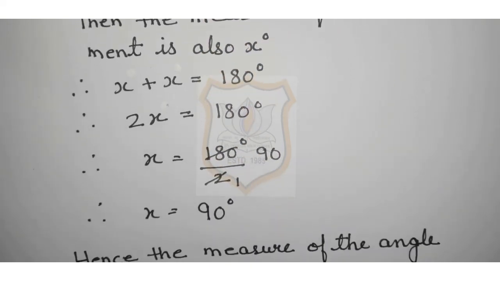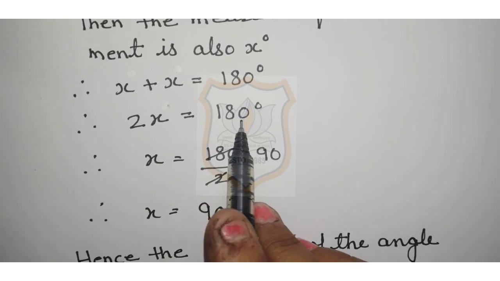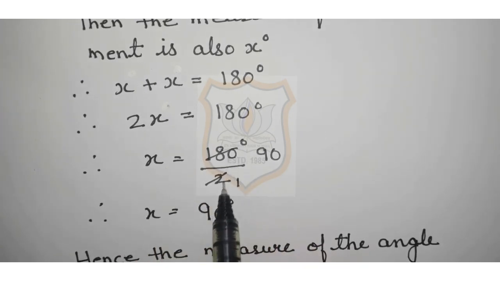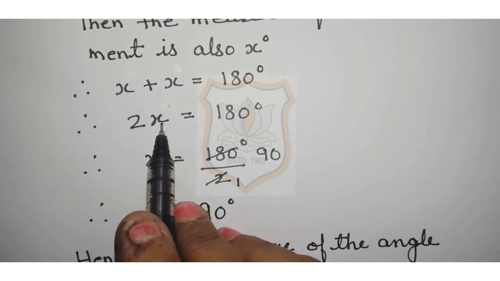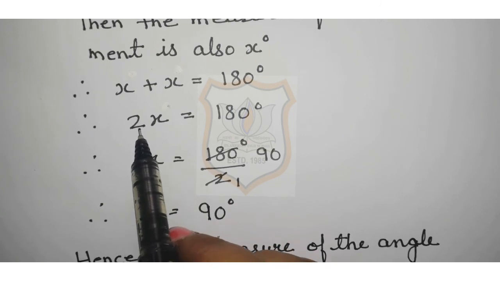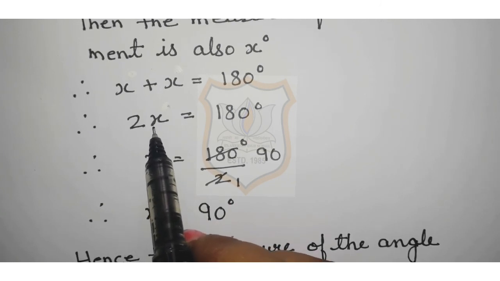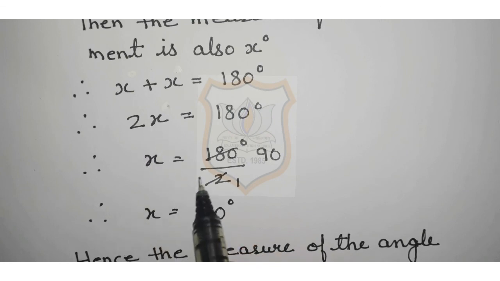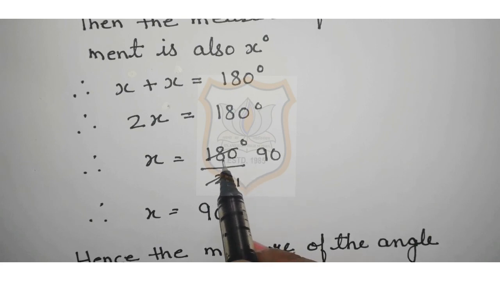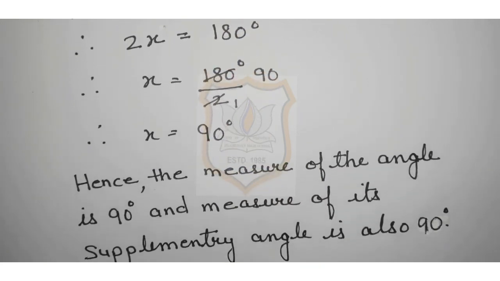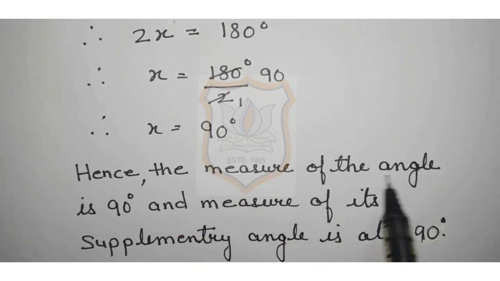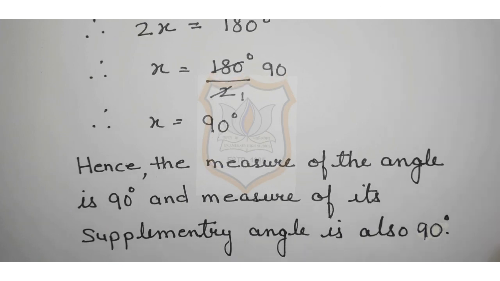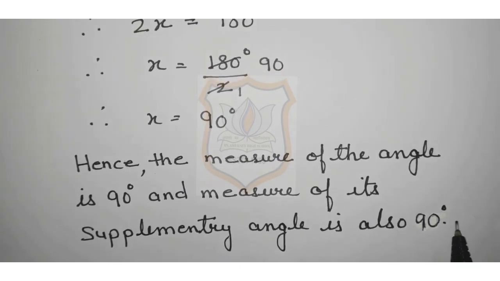Now x plus x is equal to 2x. 2x is equal to 180 degree. Now x is equal to 180 upon 2. Why? Because here 2x is in the form of 2 multiplied by x. After transposing, it will come in the form of division. So x is equal to 180 upon 2. Now 2 ones are 2, 2 90 times is equal to 180 degree. So the value of x is equal to 90 degree. Hence the measure of the angle is 90 degree and the measure of its supplementary angle is also 90 degree.